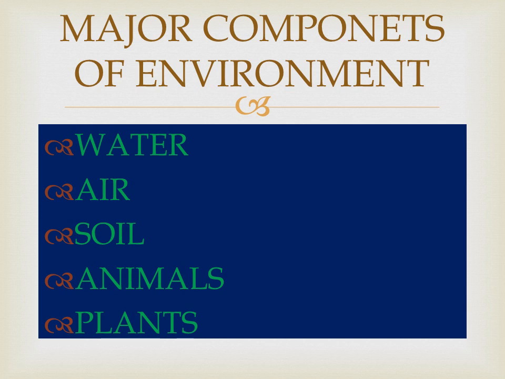Number 3, soil. Candidates, soil is the loose material that covers the earth's surface. Soil forms 25% of the earth's surface. The rest is water. That's why we say water covers 75%.